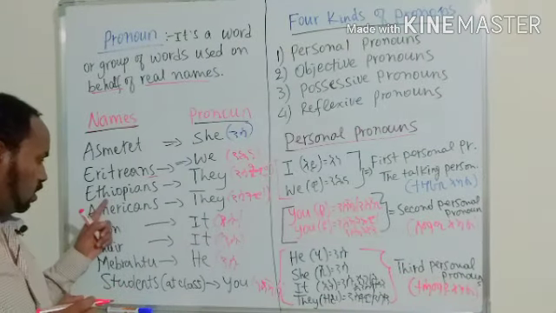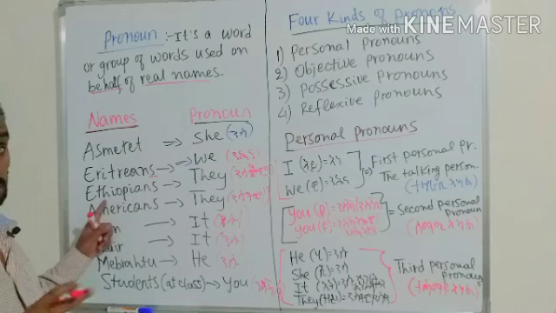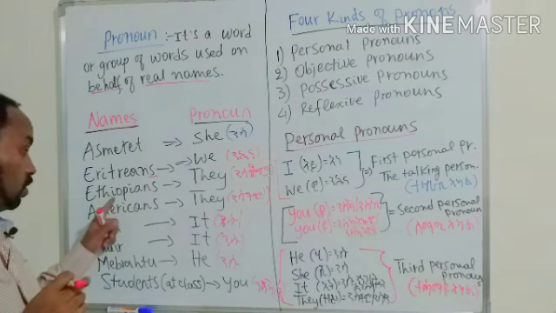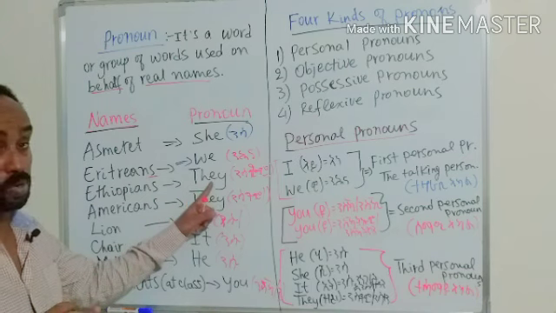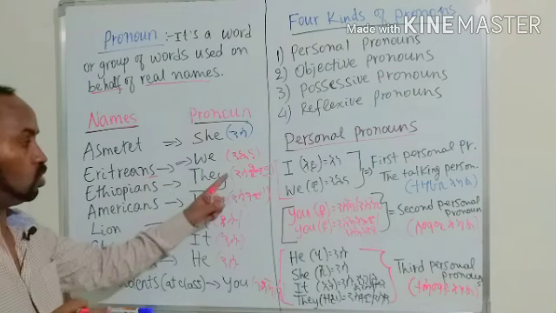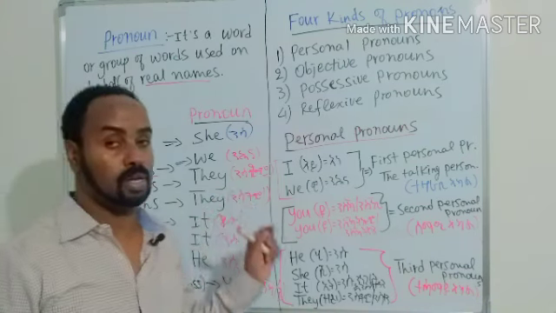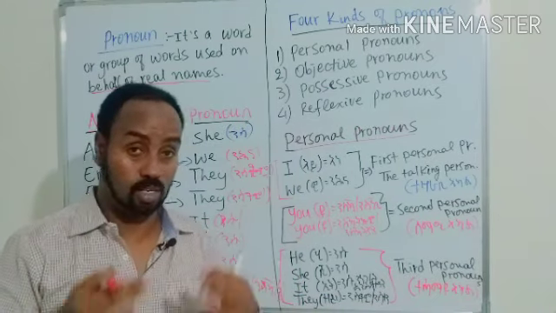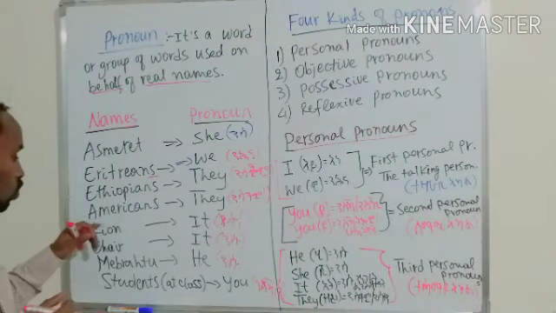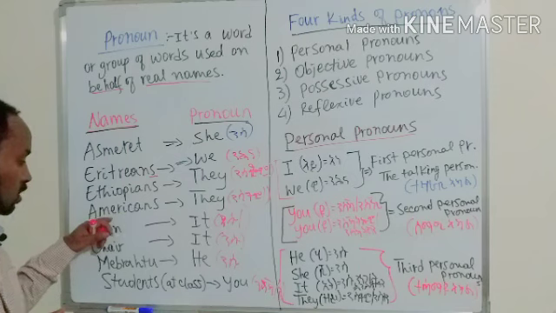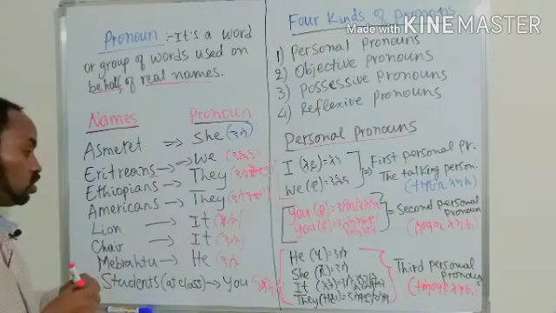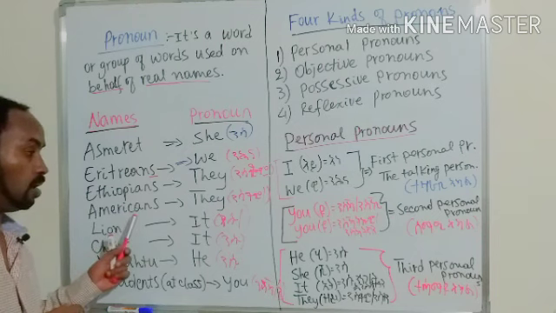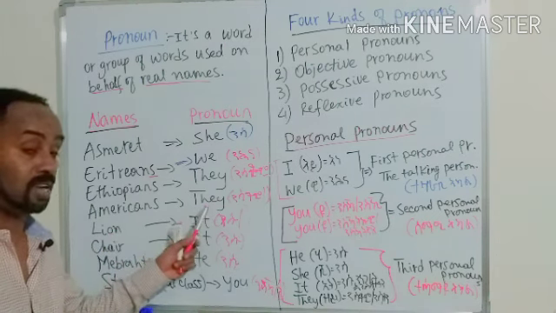Now, what about here? If we are talking about Ethiopians, if we are the ones who are talking about them, then Ethiopians become they, because we are talking about them. So what if we are saying here Americans? Because we are talking about Americans, Americans become what? They.